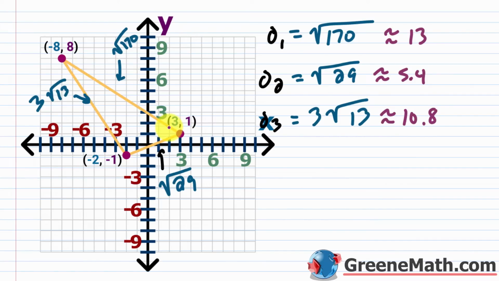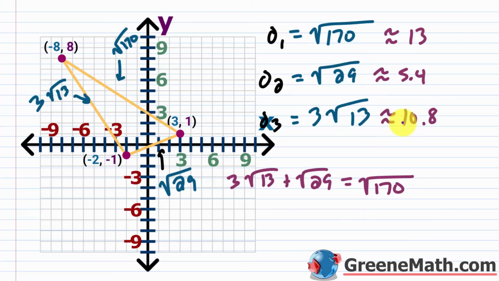Now let's think about our little rule. We said that we would take the two smaller distances and sum them together and see if it equals the largest. So in other words, I would take this 3 times the square root of 13 and add that to the square root of 29 and say, does that equal the square root of 170? Just using the estimations here, you can see this is not going to work. But of course, you could just punch it into your calculator. 3 times square root of 13 plus the square root of 29, that would give me about, and I'm just going to round to the nearest tenth, let's just say 16.2.